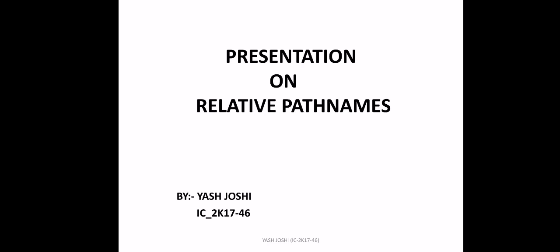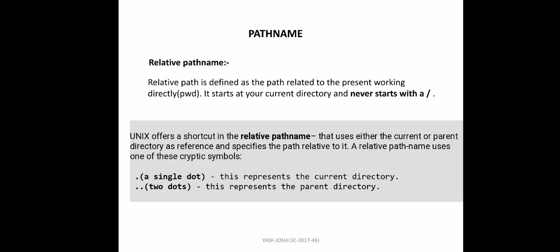Today in this video we will discuss path name and one of its types, which is relative path name. First we will see what is path name. A path is a unique location to a file or a folder in a file system of an OS.